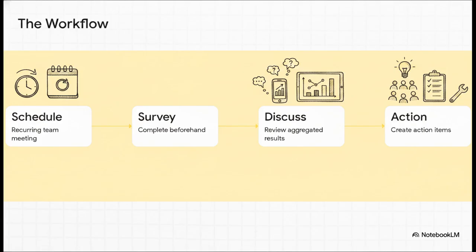Step 3, during the meeting, everyone looks at the aggregated results together. You actively discuss dimensions that have a wide spread of answers. And finally, Step 4, you identify 1 or 2 dimensions to actually improve and you create clear, actionable items.